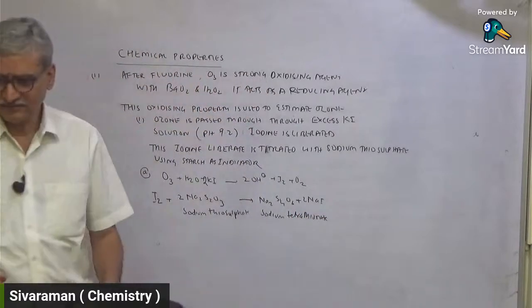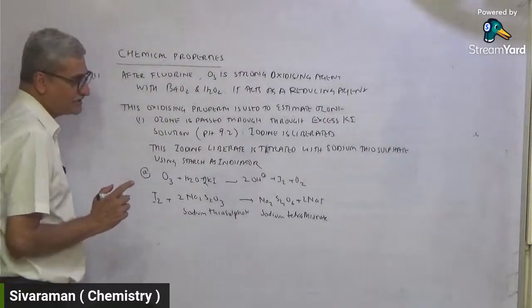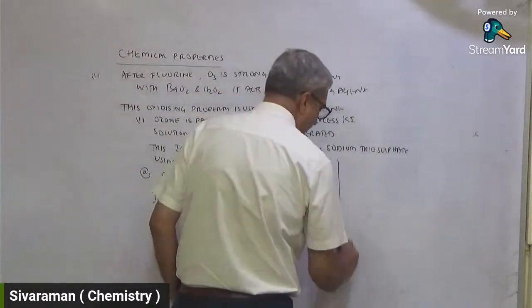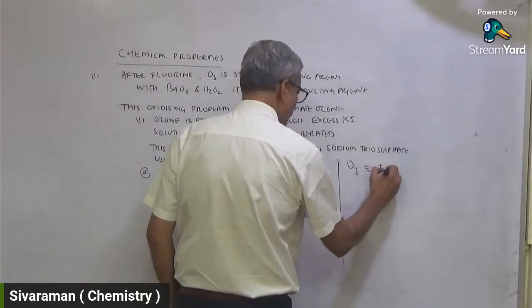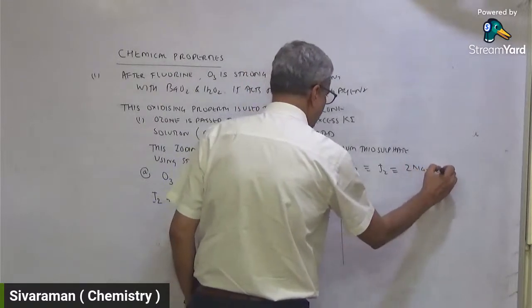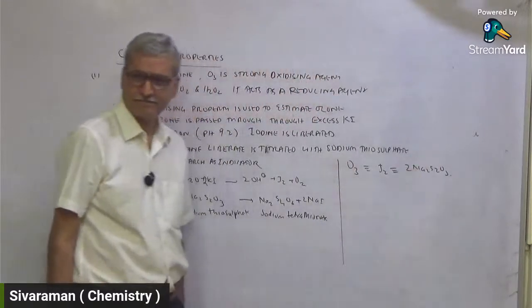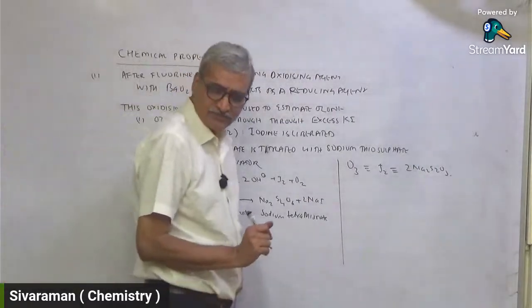So for example, now I'll tell you. Suppose, what are we realizing from the mole concept point of view? We have O3 corresponds to I2 corresponds to 2Na2S2O3.